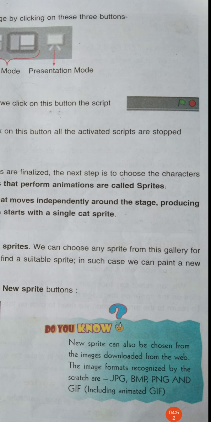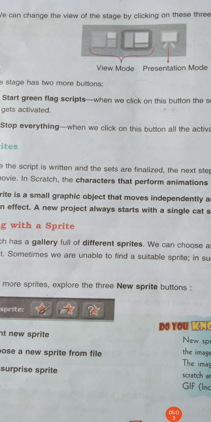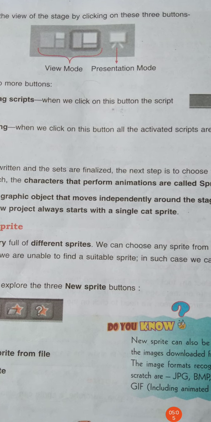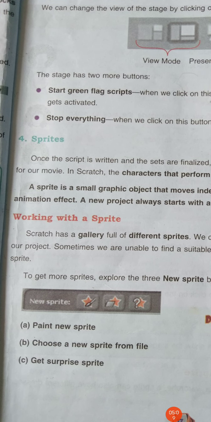Now which script is activated is stopped. Here, in the picture, the green flag script button and the stop button are shown to you. Okay, next is what is a sprite. When I sent you the practical, I showed you the sprite. By default, the cat character appears, and that is called the sprite.